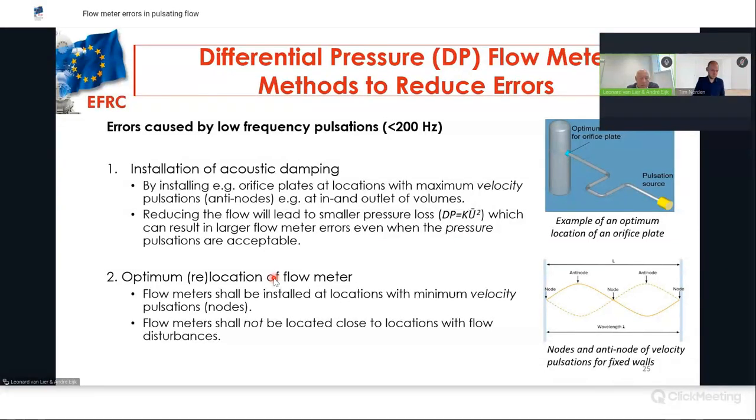You can have an optimum location of the flow meter, and the flow meter shall be installed at locations with minimum velocity pulsations, the so-called nodes. And you see an example here. You see the velocity pulsation amplitude for a standing wave between 2 hard boundary conditions. Here it is maximum, and here at this node is the location where the meter shall be located. And flow meters shall not be located close to locations with flow disturbances.